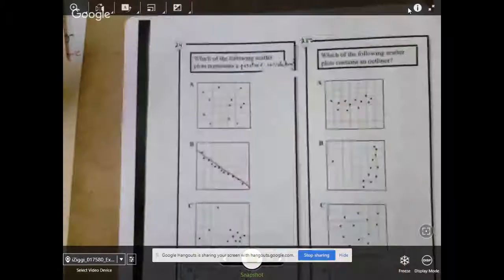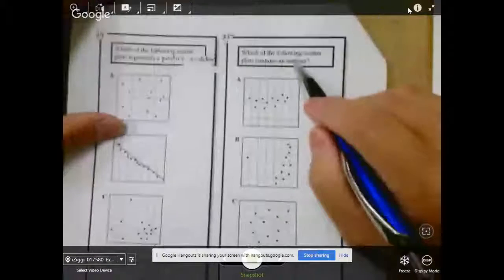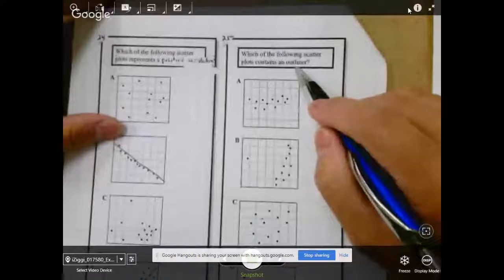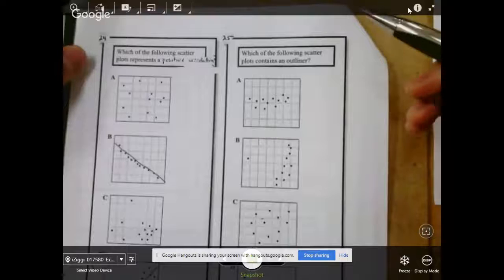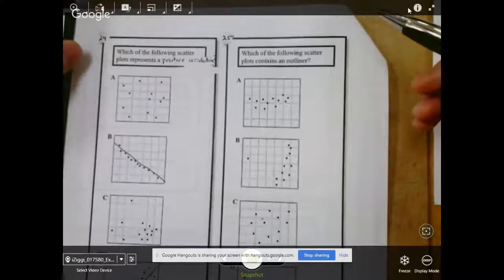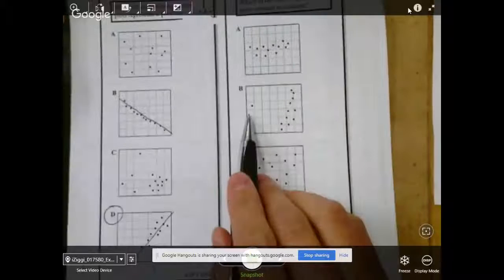Number 25, which of the following scatter plots contain an outlier? So an outlier is a point that is very different from all the other points that are close together. The only one here is B. Okay, B has one that is way far away from all of the rest. Okay, so B is the one with the outlier.